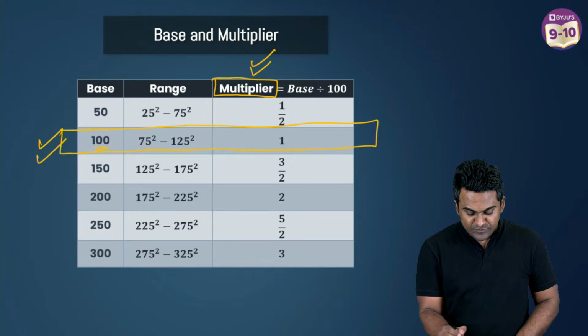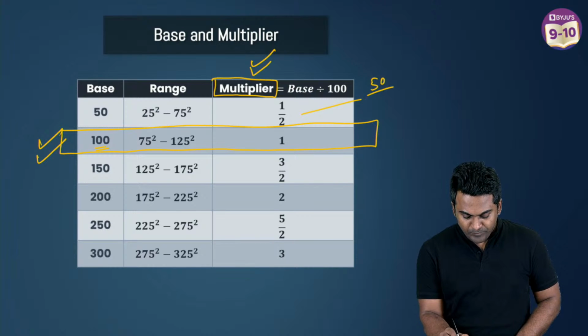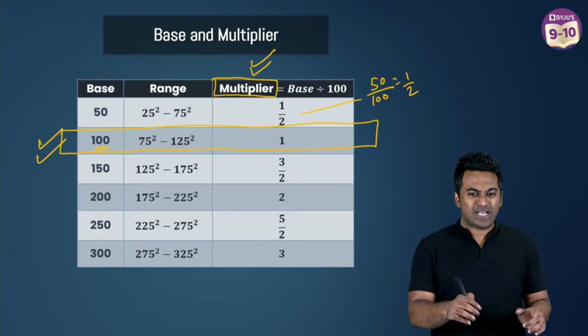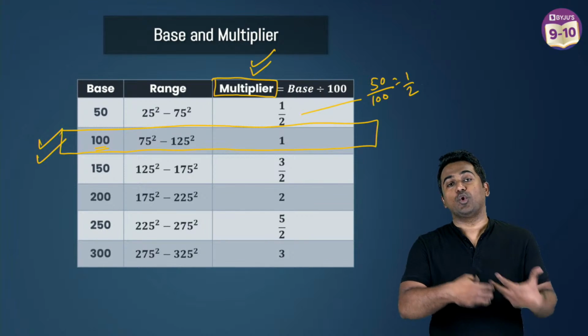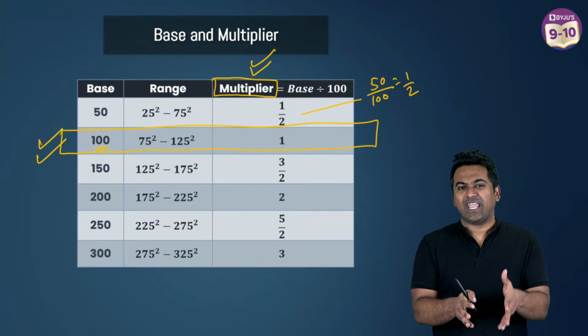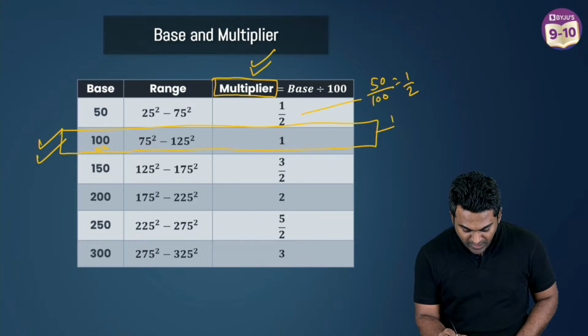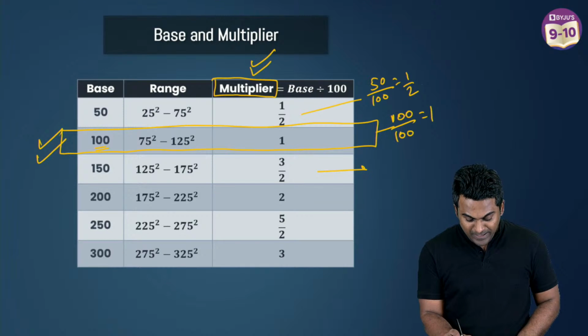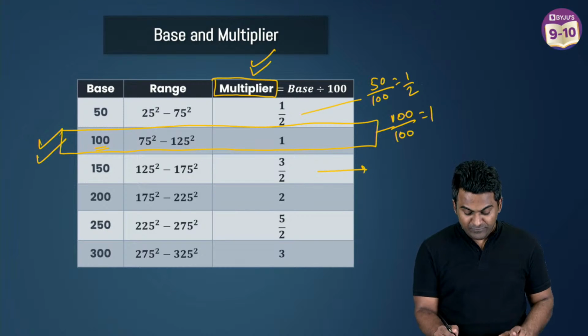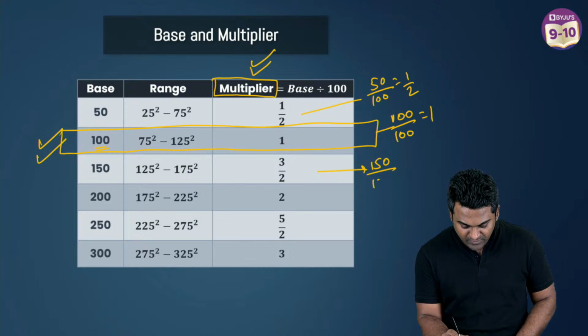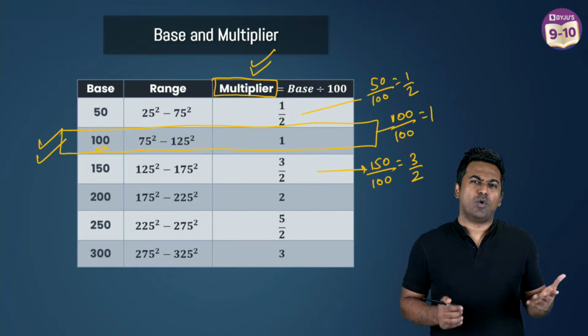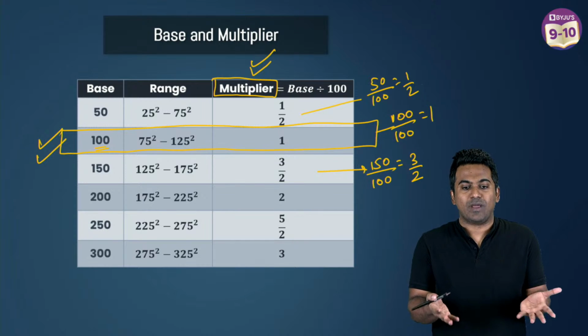Like when the base is 50, what is the multiplier going to be? 50 divided by 100. And that's how you get it as 1 by 2. I will tell you in a bit as to what you do with the multiplier. Just hang on in understanding what the multiplier is first. Okay. And then multiplier for 100 is going to be what? 100 divided by 100, which is 1. Right. Multiplier for 150, when the base is 150, that's going to be what? 150 divided by 100. On simplification, you will get this as 3 by 2. If you want to write it in the form of a decimal, that's going to be 1.5.